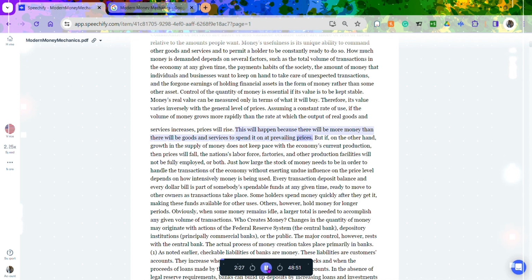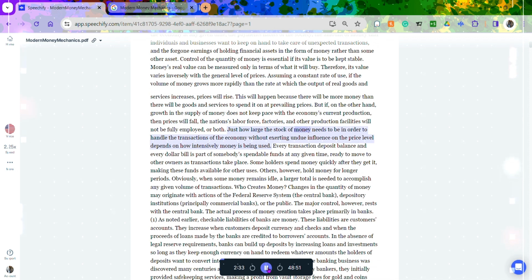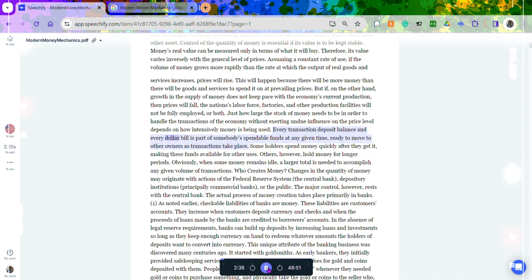But if, on the other hand, growth in the supply of money does not keep pace with the economy's current production, then prices will fall, the nation's labor force, factories, and other production facilities will not be fully employed, or both. Just how large the stock of money needs to be in order to handle the transactions of the economy without exerting undue influence on the price level depends on how intensively money is being used. Every transaction deposit balance and every dollar bill is part of somebody's spendable funds at any given time, ready to move to other owners as transactions take place.